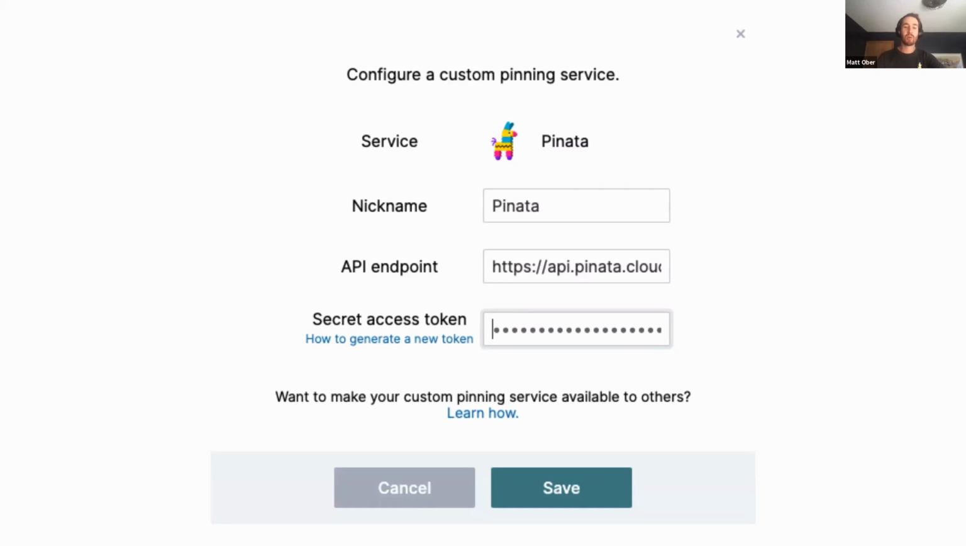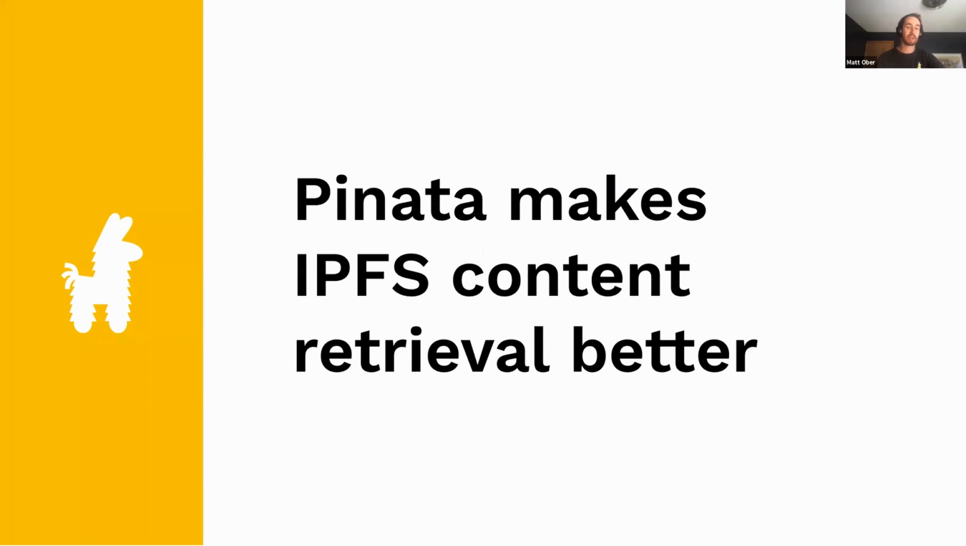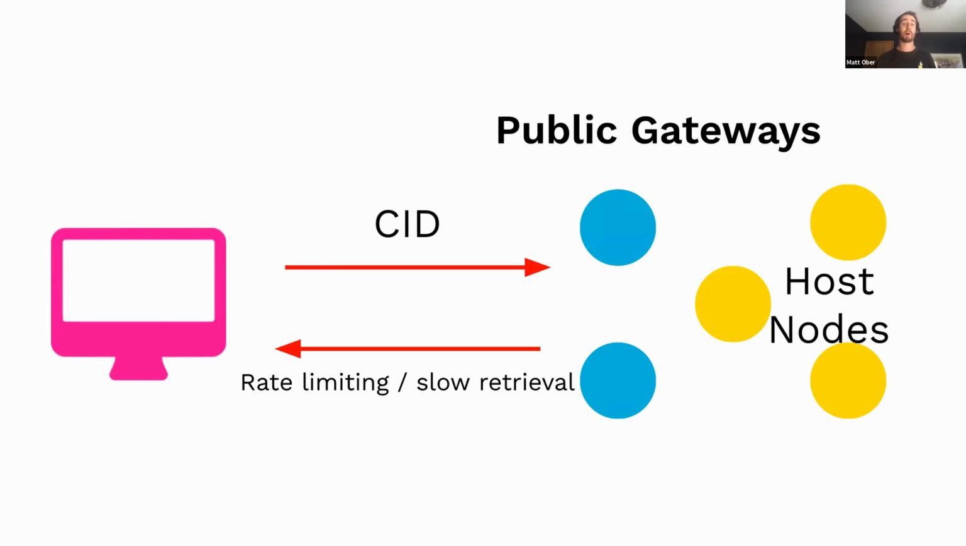Awesome. Alrighty. So another thing that Pinata has really strived to make better, and something we try to really differentiate ourselves on as a pinning service, is we want to make sure that content retrieval is as seamless and easy to work with as possible. So something that you may notice when working with public gateways on the public network is that you may run into things like rate limiting or slow content retrieval.